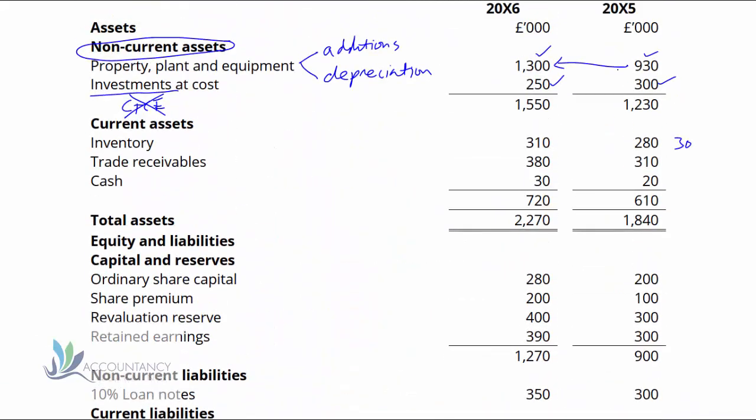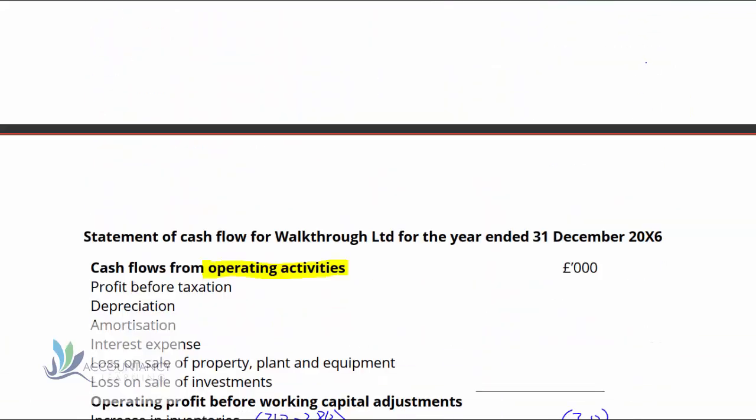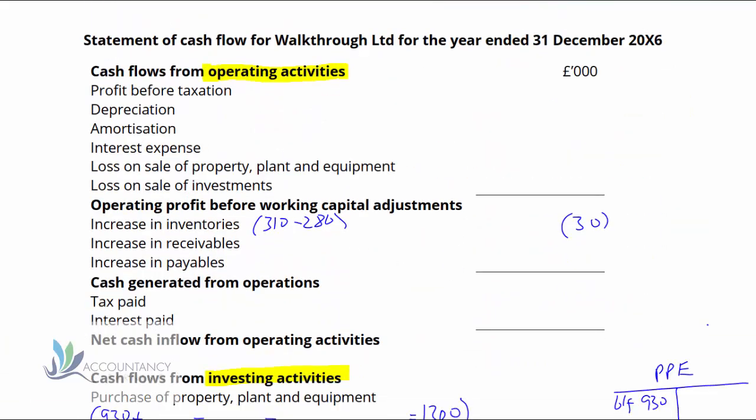So if we move on now to our receivables, we can see our receivables have gone up by 90. Yeah, there's a movement of 90, and this is going to be the same. This is part of our working capital. So, oh sorry, it's gone up by 70, hasn't it? Yes, so it's gone up by 70. So let's put that adjustment in our working capital section, again in our operating activities.